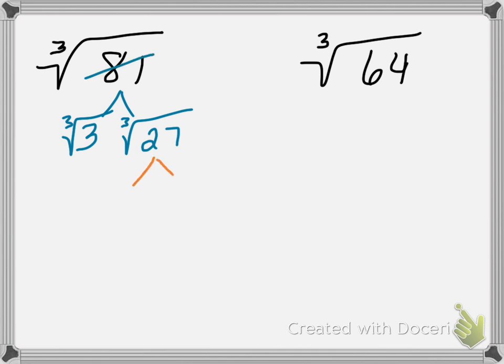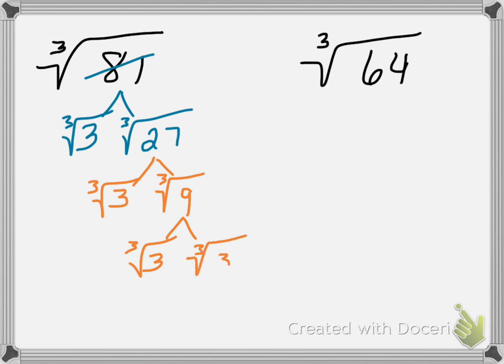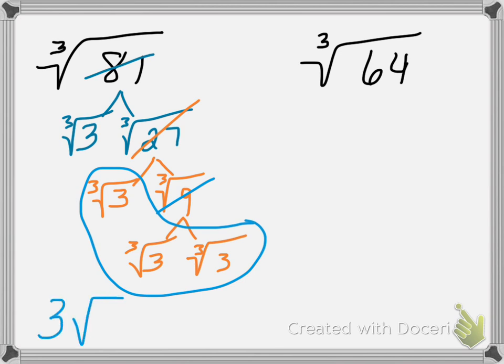So 27 is cube root of 3 times cube root of 9. And then 9 is cubed root of 3 and cubed root of 3. Okay? 27 is gone, and now the 9 is gone as well. Now I put them in groups of 3. We said 27 was a perfect cube, and it is right here. Those 3 come out as a 3. Now, notice I've got this 3 left over. It stays in as the radicand.